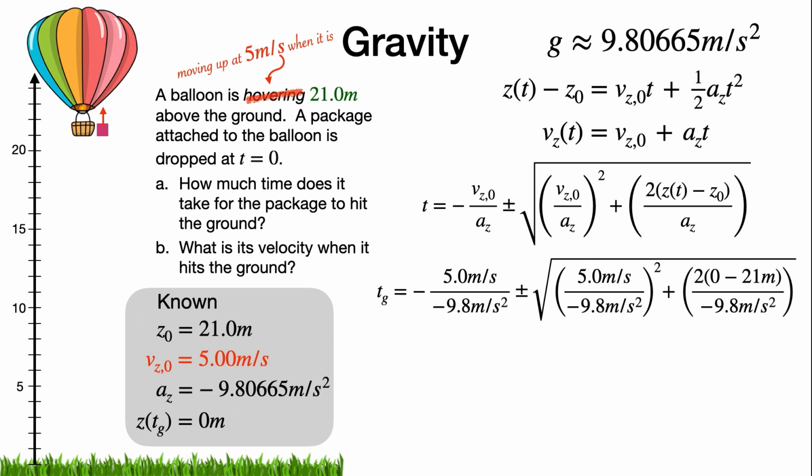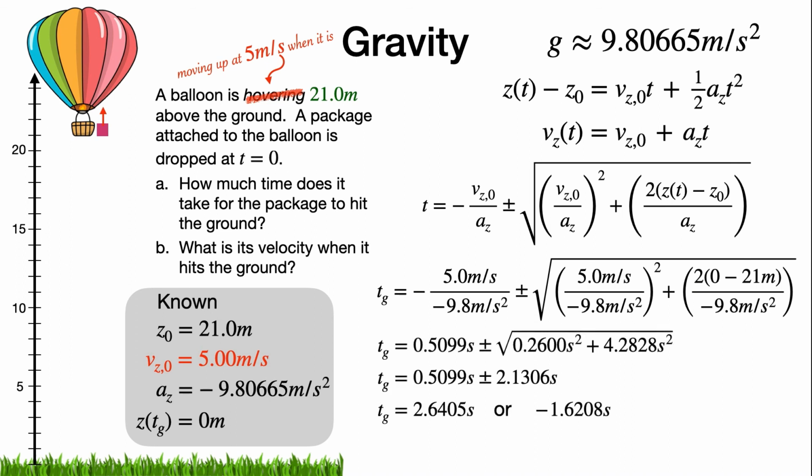Now we have more terms that are non-zero that we have to evaluate, but we go through the algebra and we find once again there are two solutions. One is t equals 2.6405 seconds. Notice that's a little bit later than what would happen if the package was not dropped with an initial upward velocity. The package now has to travel a little time up before it starts traveling back down. It takes it longer to reach the ground.